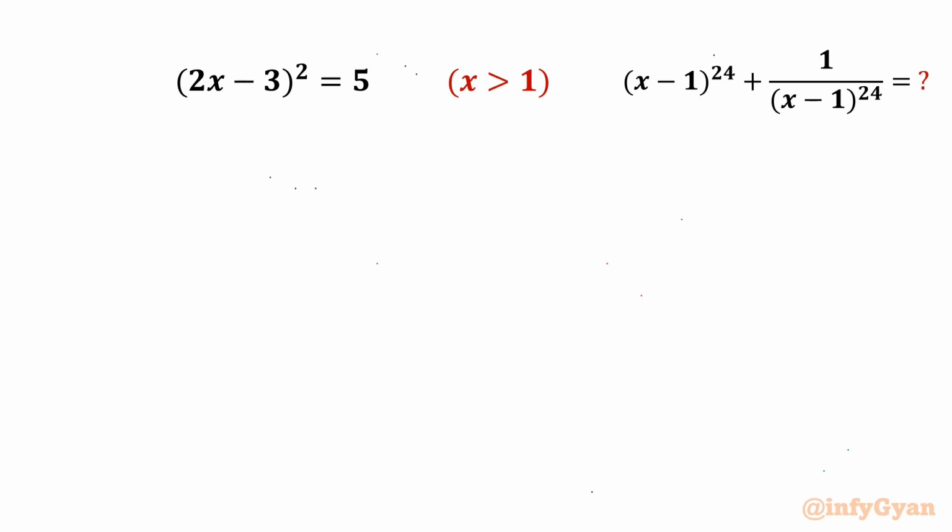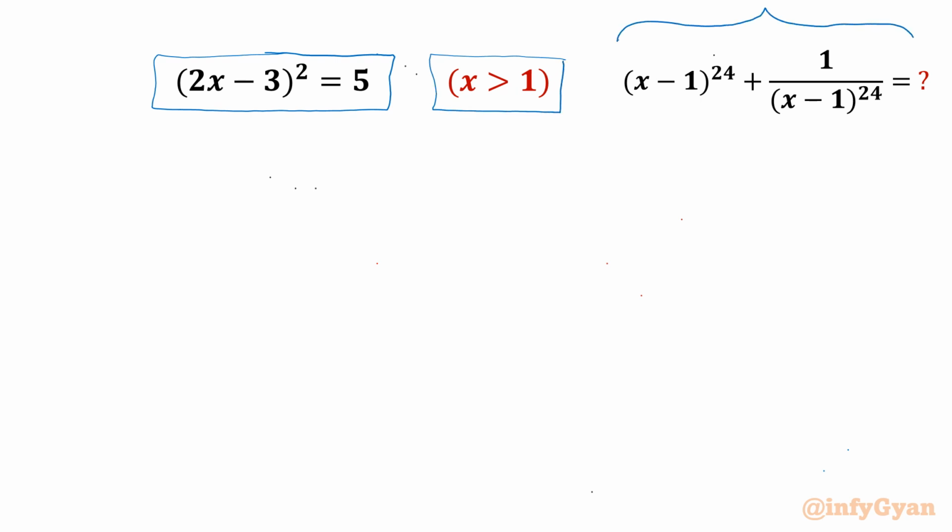In this video, we have one very interesting and challenging question from algebra. The given equation is (2x minus 3) whole square equal to 5. The condition on x is x must be greater than 1. Then we have to evaluate the expression (x minus 1) whole power 24 plus 1 over (x minus 1) whole power 24. Let's consider this expression equal to E first.